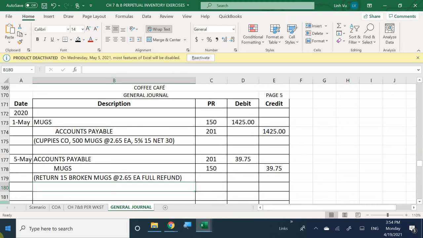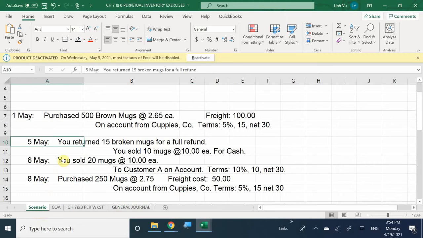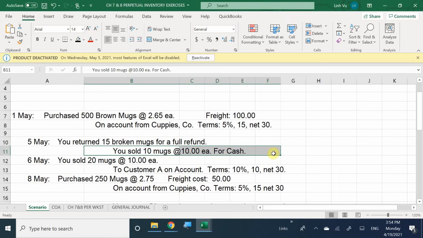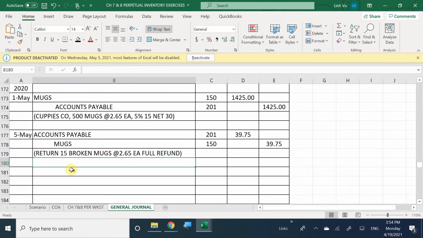Okay. So then let's see what has happened next. So what happened on May 6th? Oh, I'm sorry. 20 mugs. I'm sorry. The same date, May 5th, right? I indented it so you guys can know that's a separate transaction. So what happened on the same day? Sorry about that. You sold 10 mugs. Okay, we sold 10 mugs for cash. So first things first, let's journalize it.